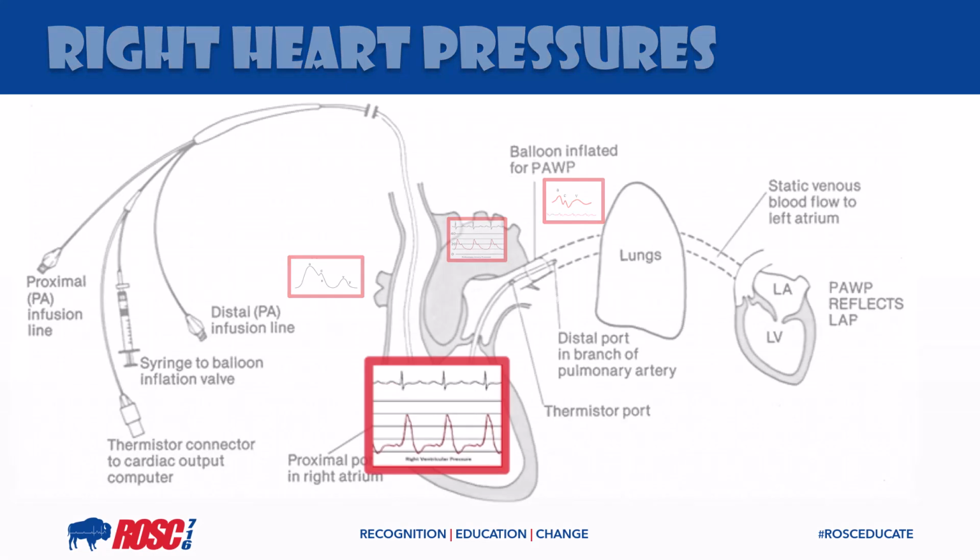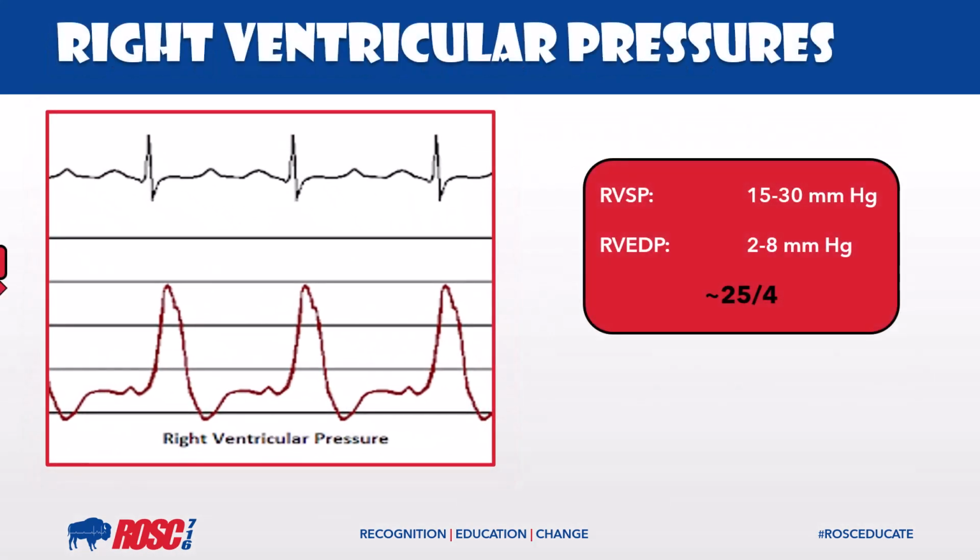Let's take a closer look at a right ventricular pressure. At the peak here, we see the right ventricular systolic pressure, and then at the trough or runoff, we see the right ventricular end diastolic pressure. Our RVSPs range from 15 to 30, while right ventricular end diastolic pressures range from 2 to 8. I try to average or mean those in my mind, so an average right ventricular pressure is about 25/4.